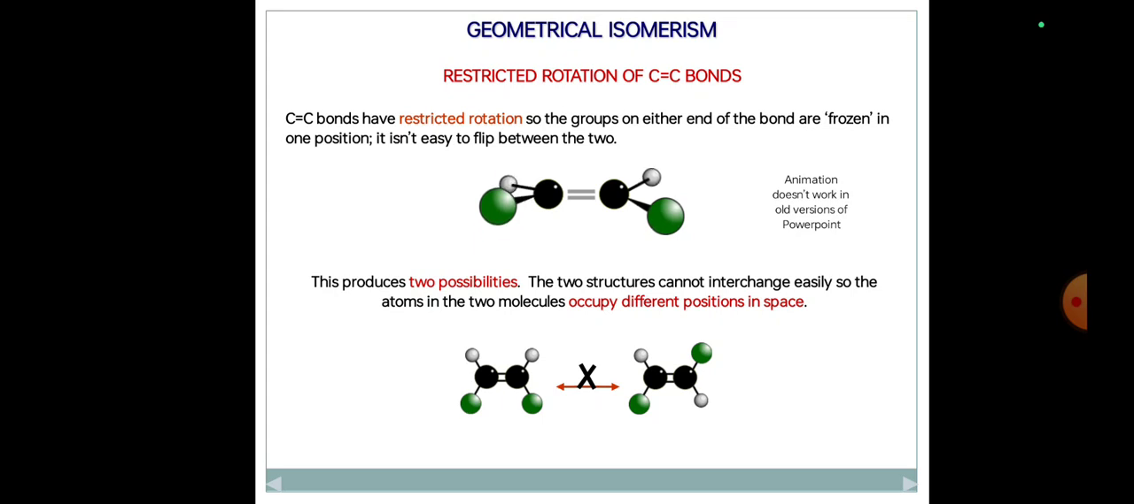Carbon-carbon double bonds have restricted rotation, so the groups on either end of the bond are frozen in one position. It is not easy to flip between the two. This produces two possibilities. The two structures cannot interchange easily, so the atoms in the two molecules occupy different positions in space.